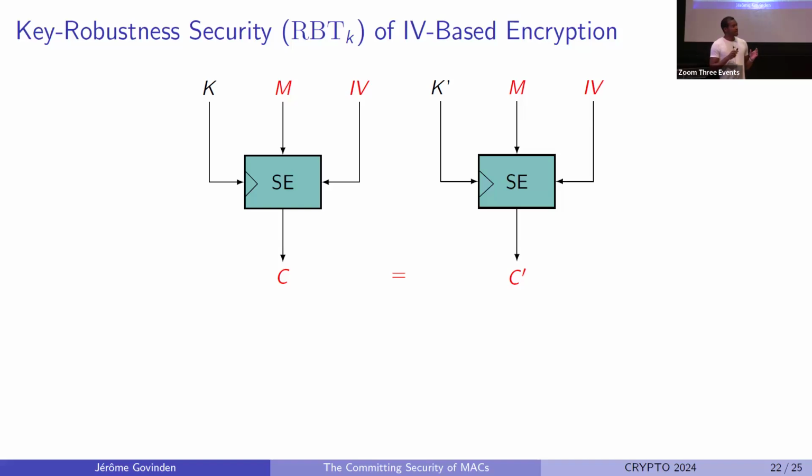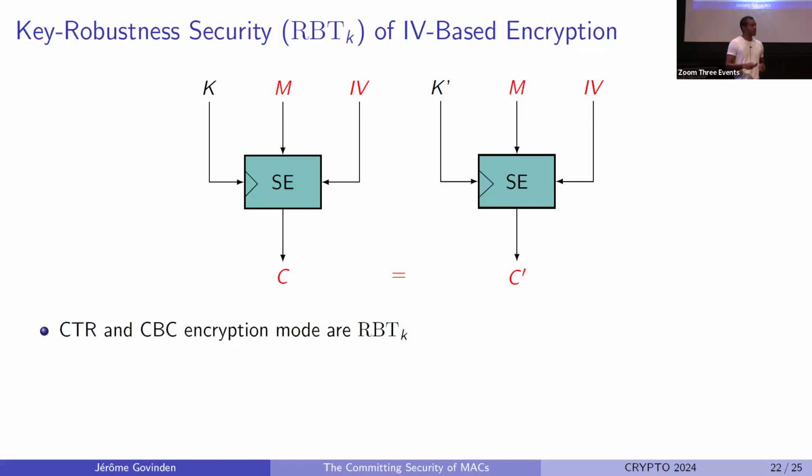So we could not assume any key commitment on the encryption part. So we looked for a weaker notion that could be assumed on this encryption. And this is what we call key robustness security, which is a bit similar to before. You need to find two tuples of inputs for which the outputs collide, but now with the added restriction that the message and the IV should be the same, while the keys K and K prime should be different. And then we show that the main encryption modes, which are counter mode and CBC mode, in fact satisfy this property.